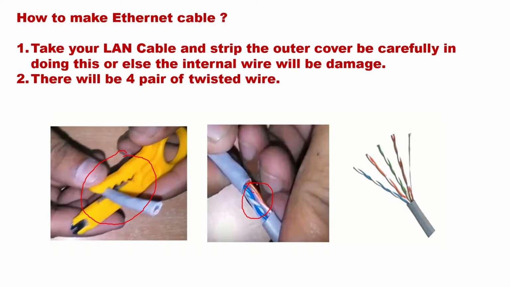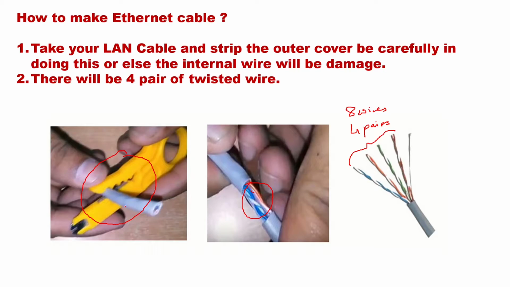You have to strip only the outer insulator part with a stripper, and here you can see the wires inside. So these are 8 wires in 4 pairs, which you have to separate properly. Stripping is the first process, in which you remove the outer insulator, and you have to untwist the wires properly.